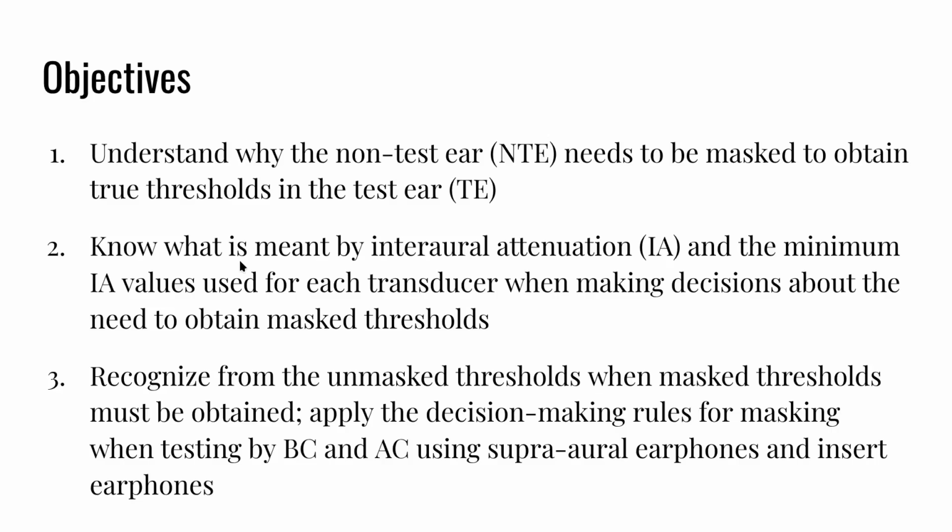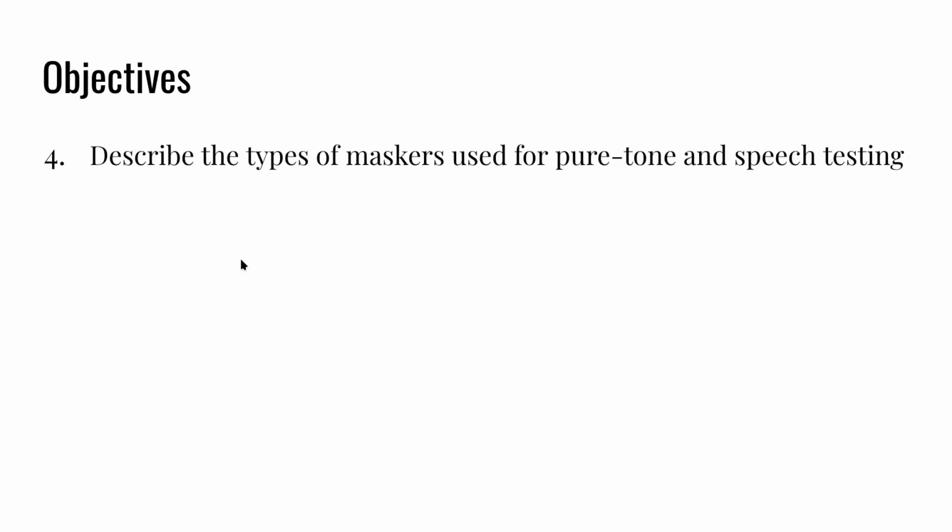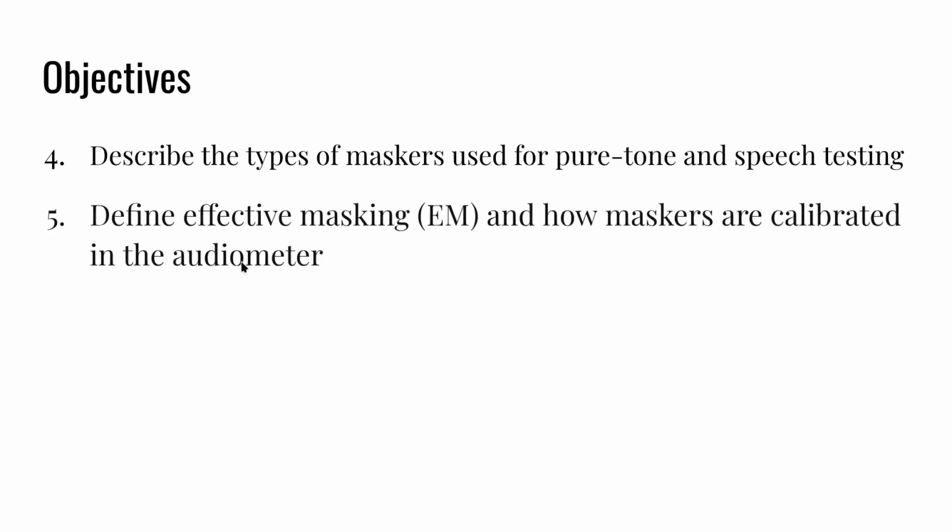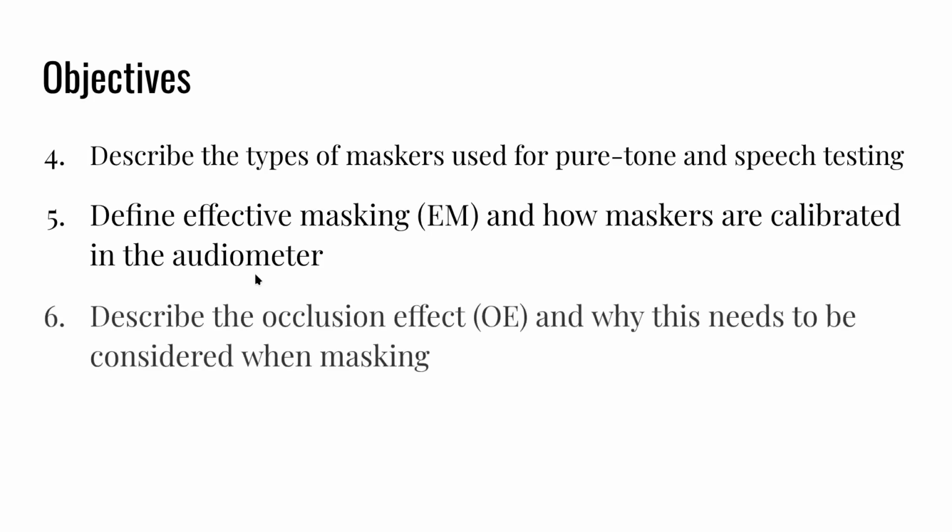to recognize from the unmasked thresholds when masked thresholds must be obtained, apply the decision-making rules for masking when testing by bone conduction and air conduction using supraoral earphones, circumoral earphones, and insert earphones. Describe the types of maskers used for pure tone and speech testing. Define effective masking or effective masking level and how maskers are calibrated in the audiometer.